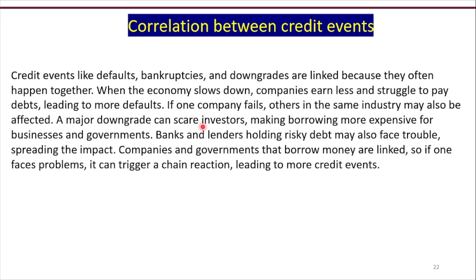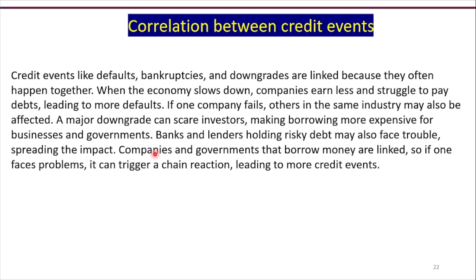What happens? The investor becomes scared. They are not able to invest money, making borrowing more expensive for businesses and governments. A major downgrade can scare investors, making borrowing more expensive for businesses and governments. Banks and lenders holding risky debt may also face troubles, spreading the impact. Companies and governments that borrow money are linked. So if one faces a problem, it can trigger a chain reaction, leading to more credit events.